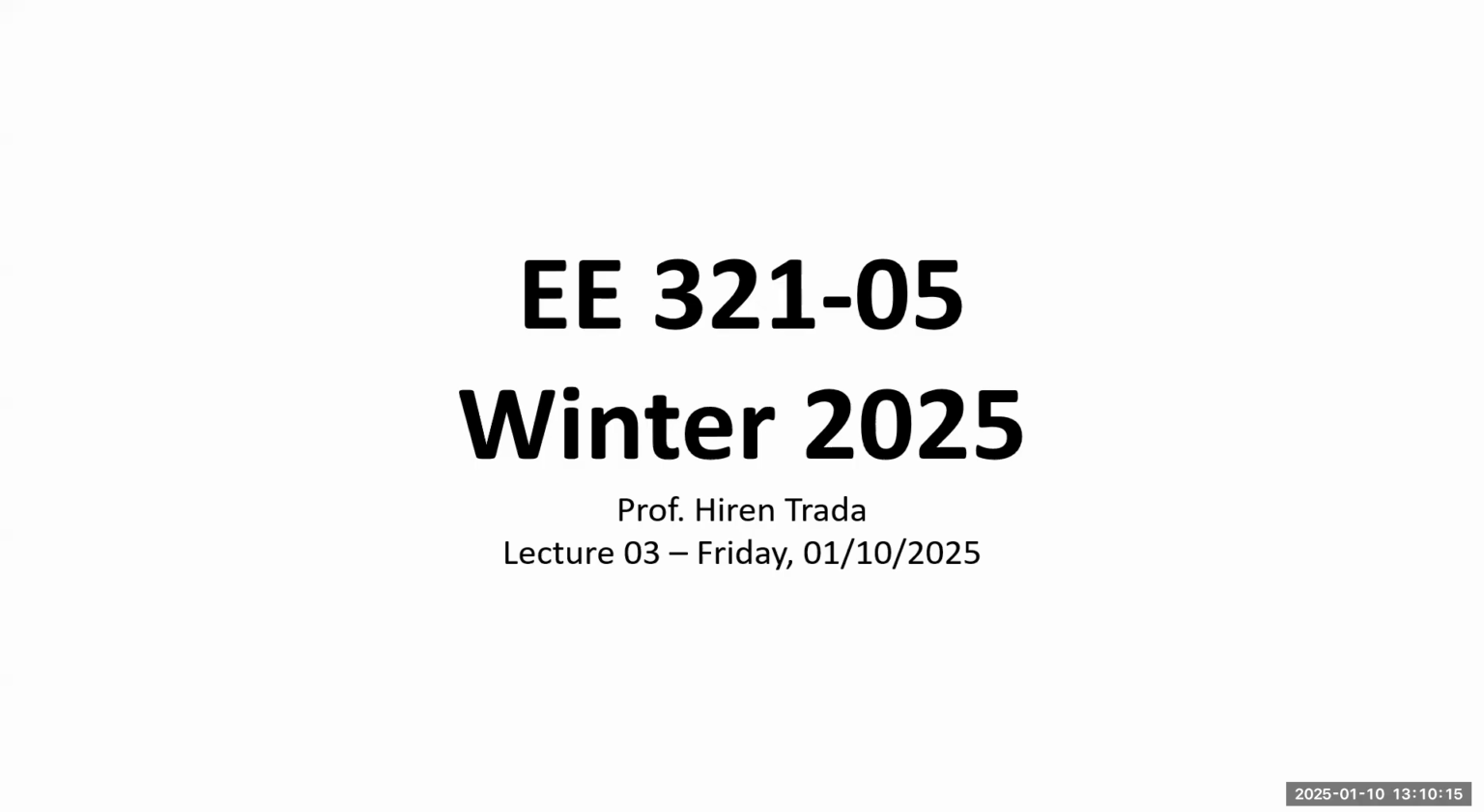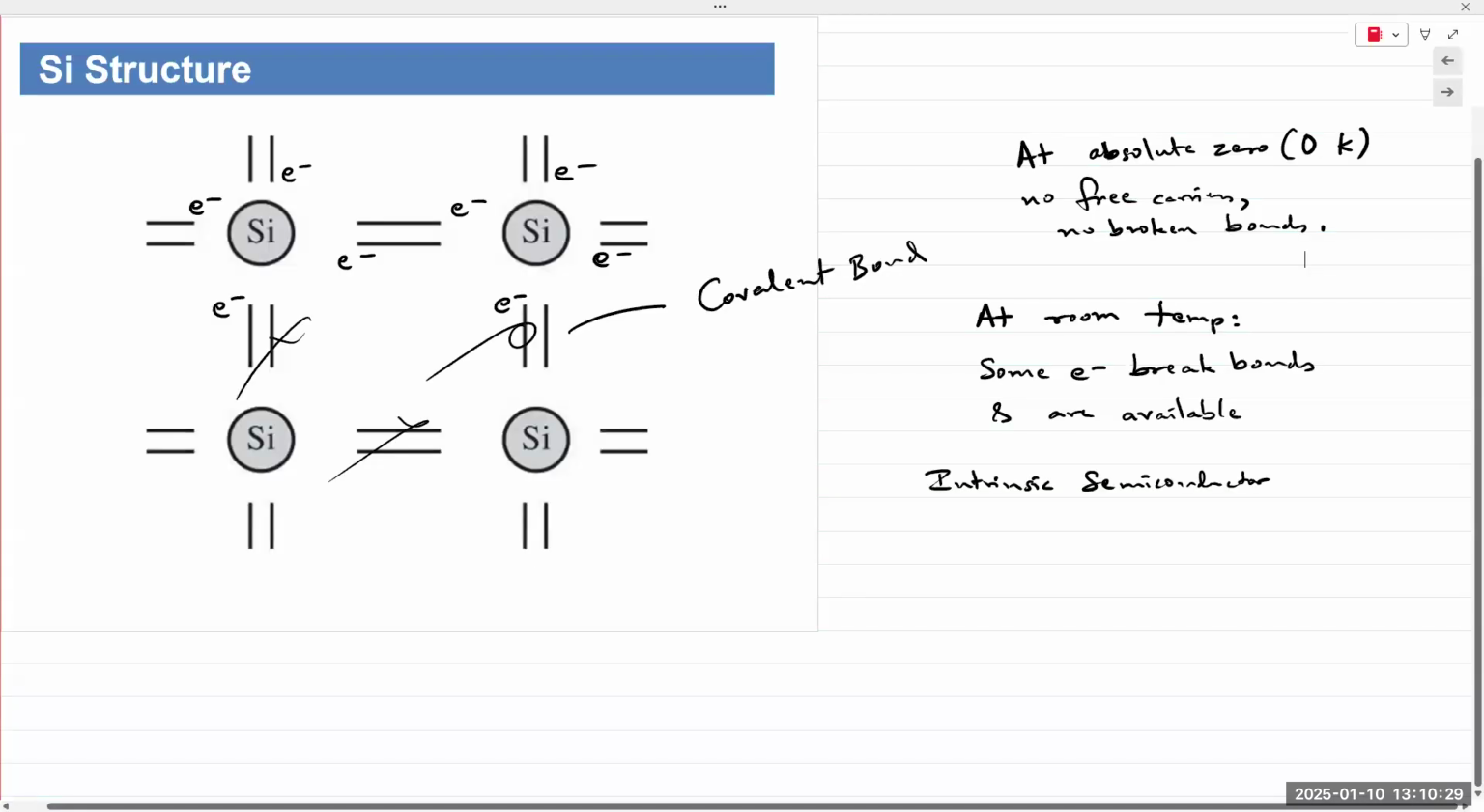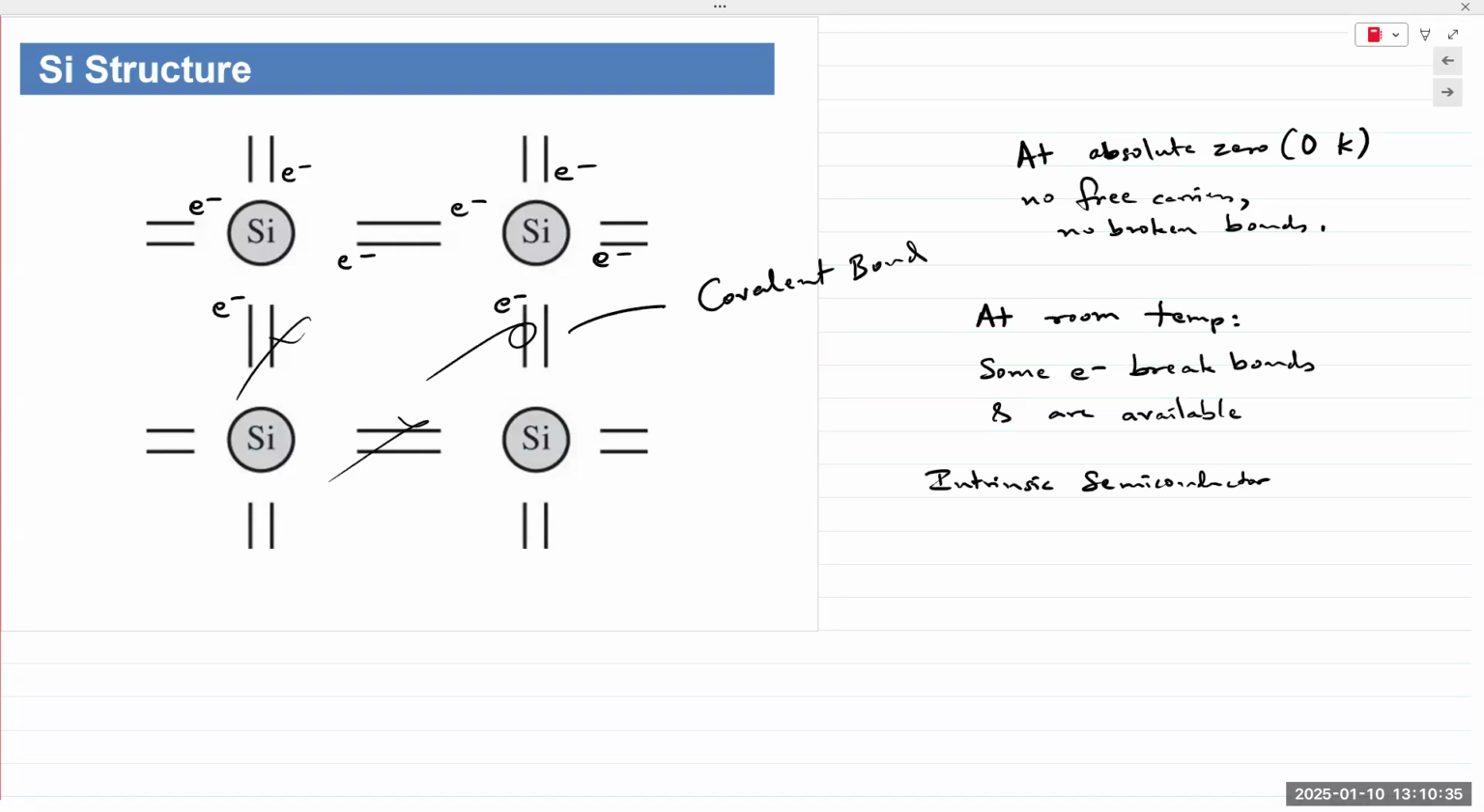Okay, so today we'll continue with our discussion of intrinsic and extrinsic semiconductors. I believe we stopped right here. As a brief recap, we're talking about intrinsic silicon. If we start at absolute zero, meaning 0 Kelvin, there are no free carriers, there are no broken bonds. Each silicon atom is bonded with its 4 neighboring atoms. Each one of them shares 1 electron with 4 neighboring atoms, and so 4 plus 4, 8 electrons create a stable bond.